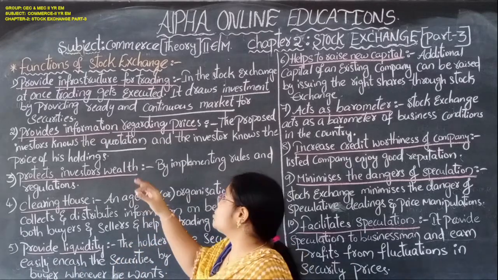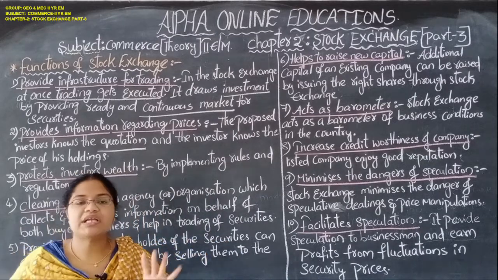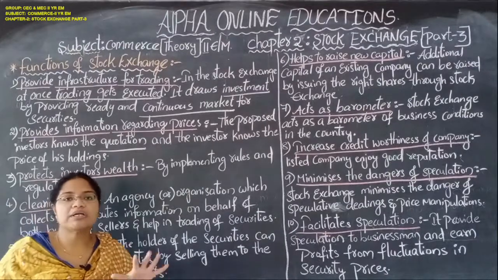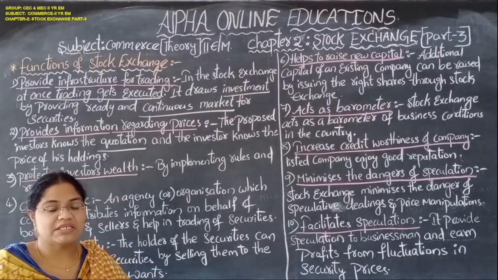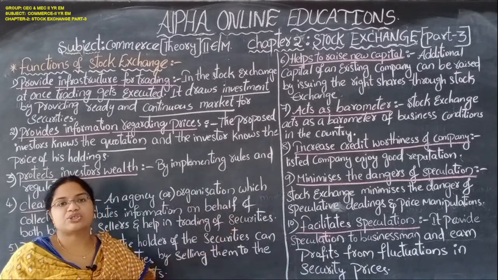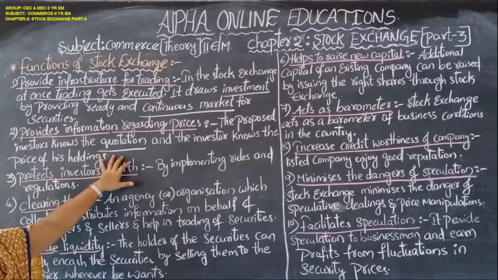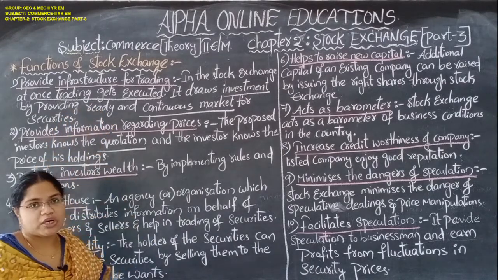Quotations means it is just like listed securities. The securities which are listed are known as quoted securities, meaning they are quoted on the stock exchange. The price of those quoted securities can be known by the holders at any time. That facility is provided by the stock exchange.